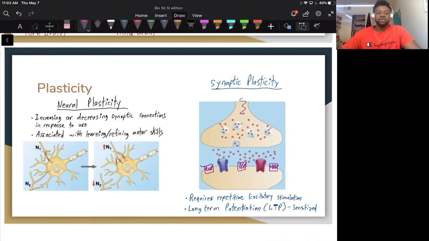So that's a quick differential between neuroplasticity and synaptic plasticity. Again, with neuroplasticity, there are more synaptic connections, and synaptic plasticity is when you strengthen the connections you already have.